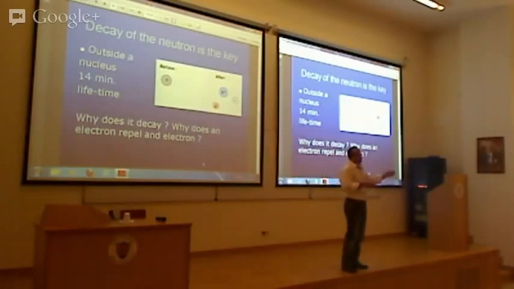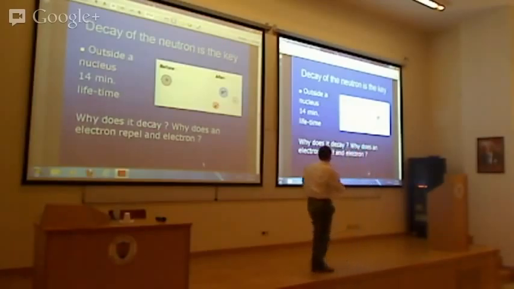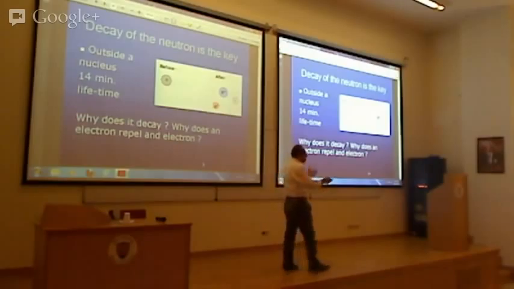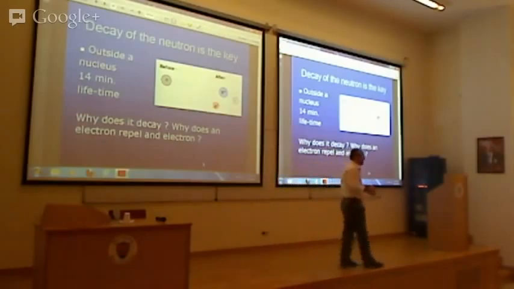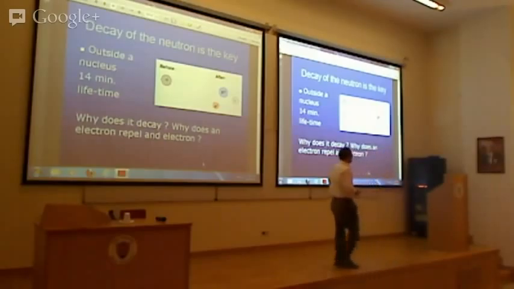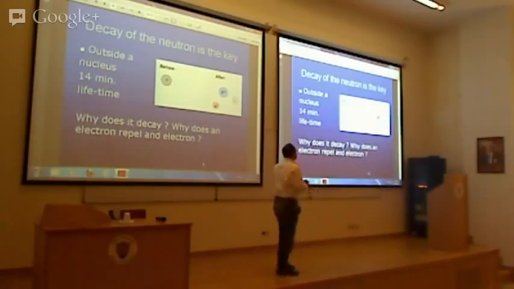There is a particle that we have, half of our mass comes from our neutrons, and we have to understand the decay of this particle. Outside the nucleus, it has a life of 40 minutes. It decays. Inside the nucleus, it doesn't because essentially its energy is not good enough to disintegrate. So there is a neutron, it is converted into three particles.